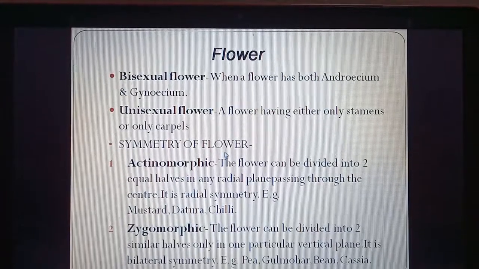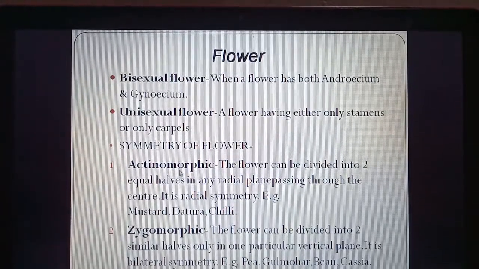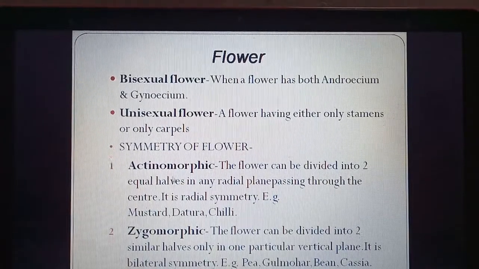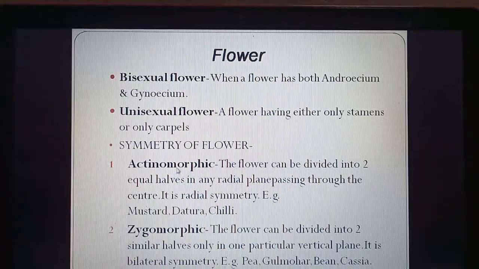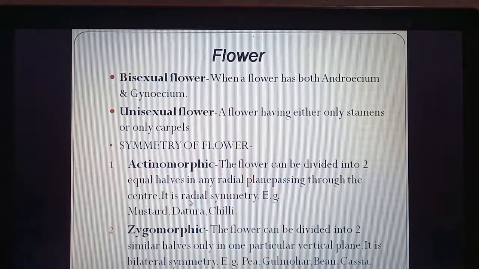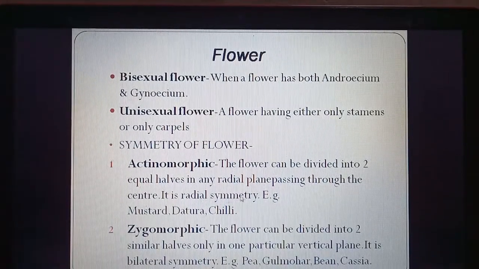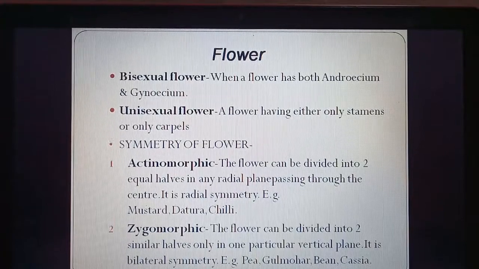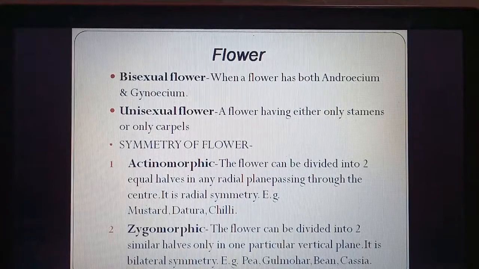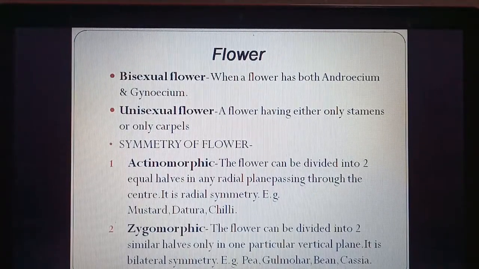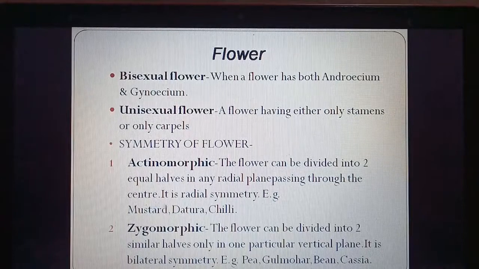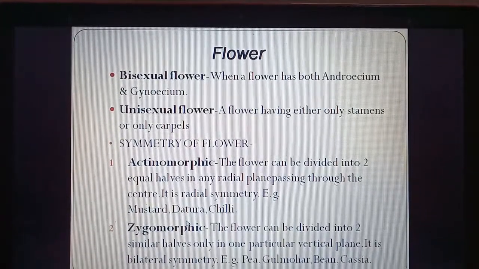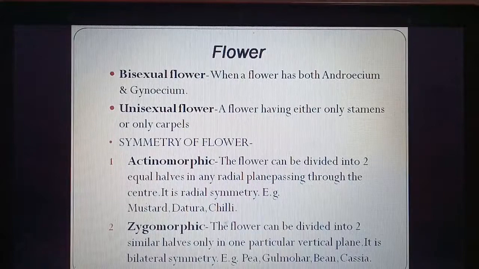Symmetry of a flower. So what is the symmetry of flower? Mostly the symmetry is of two types. The first is actinomorphic. It actually means radial symmetry, which we saw in animals. It means that the body can be divided into two or more than two equal halves along vertical planes. Now the flower can be divided into two equal halves in any radial plane passing through the center. Example is mustard, datura and chili flower.